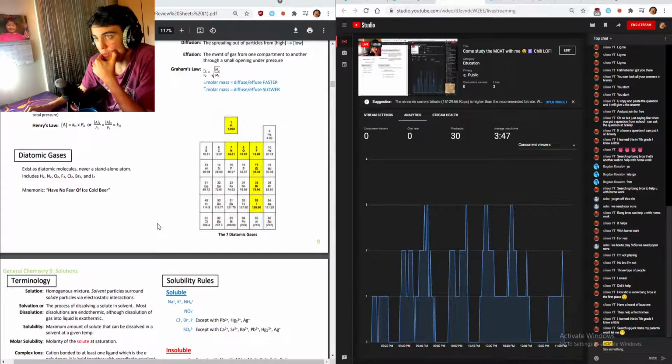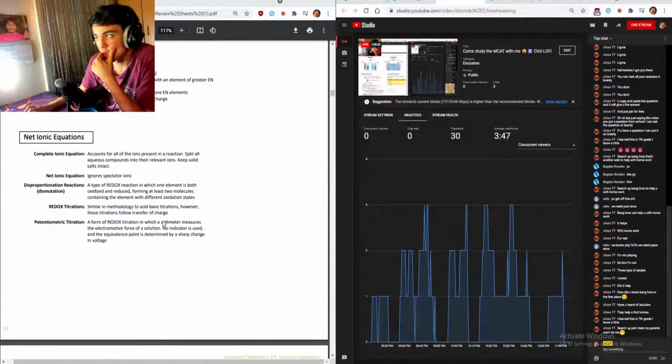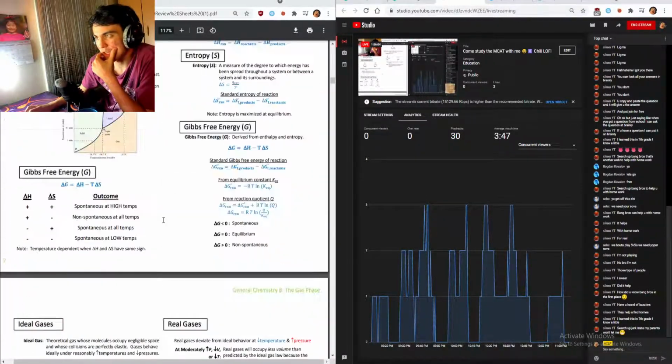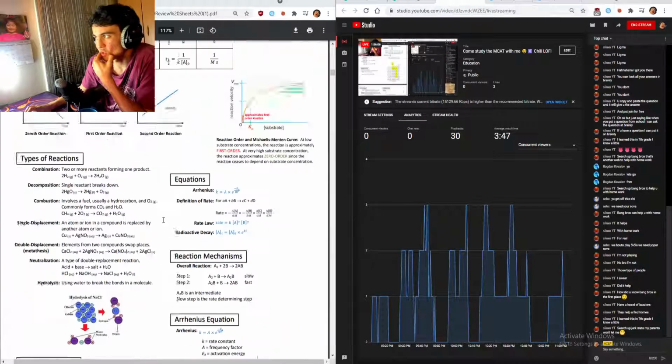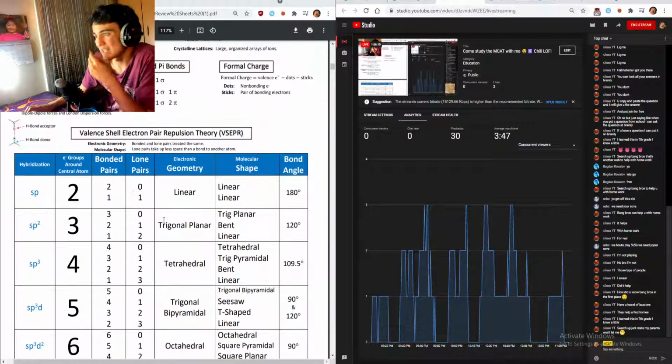How many pages is chemistry? 20 something, I think 27. And we only went through 2. Yeah, it's bad. So 2, and then it would take me 15 days to finish chemistry. It's not good.